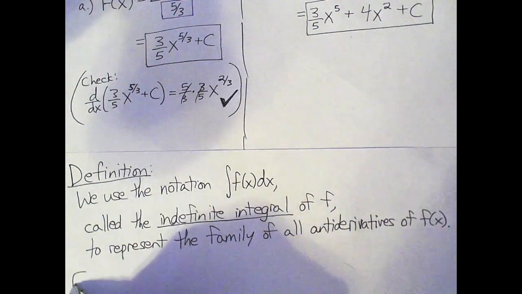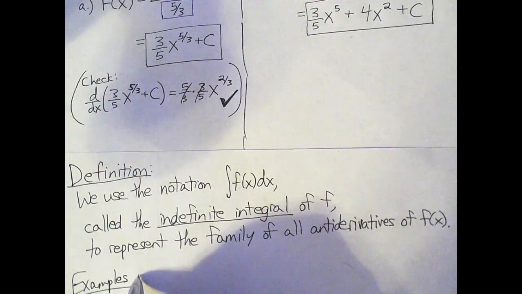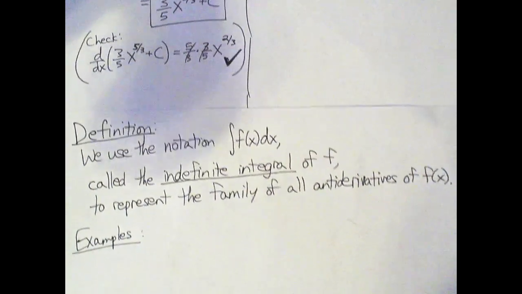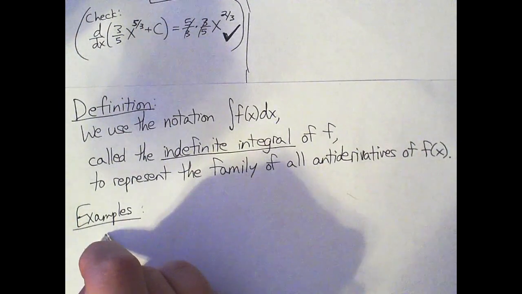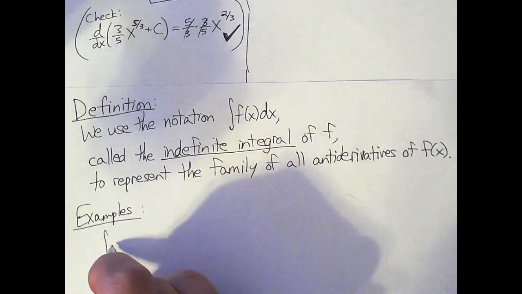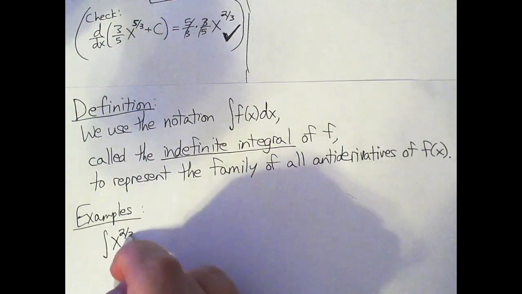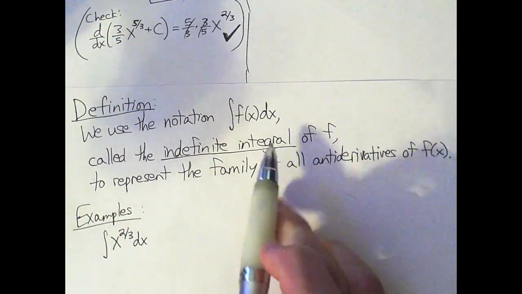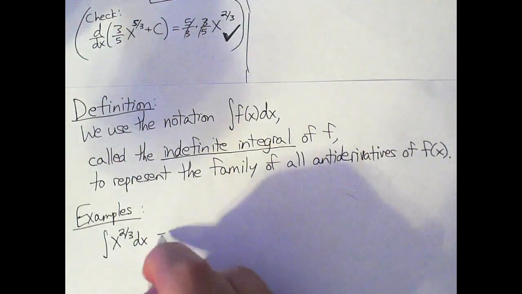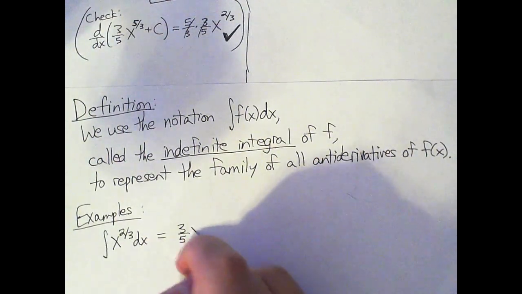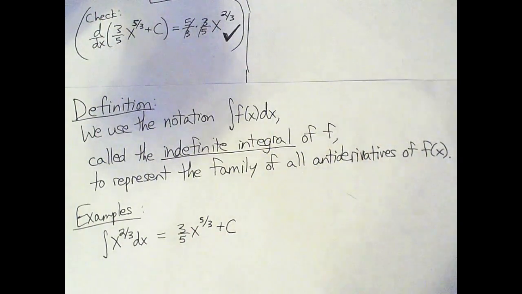So here, some quick examples. How about the two problems that we just did? I'm going to write it with this new notation. We could say that the indefinite integral of x to the 2/3. There's a dx in this notation. Okay, so we'll write that. We found that it equals 3/5 x to the 5/3 plus c.